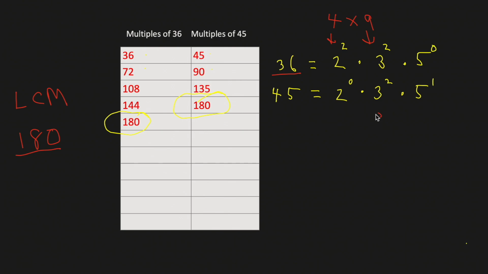45 is 9 times 5. 9 is 3 times 3, or 3 squared, and we write 5 as 5 to the first. We put the 2 to the 0 similarly as a placeholder.